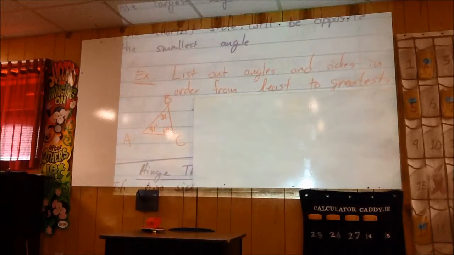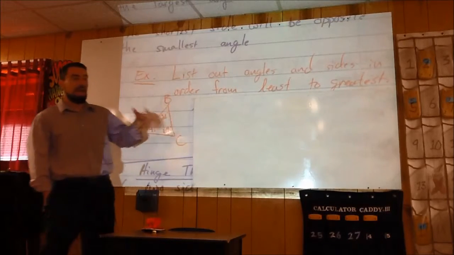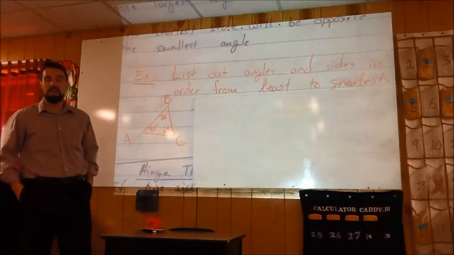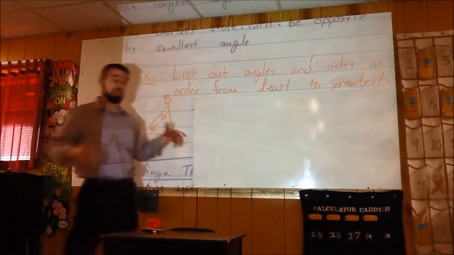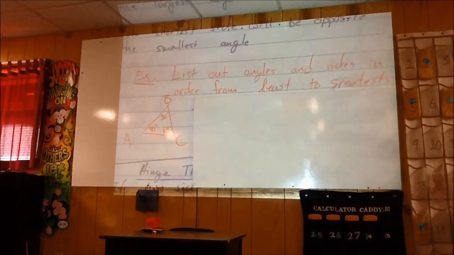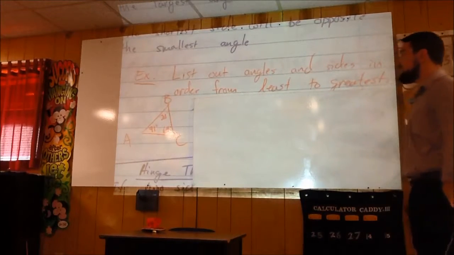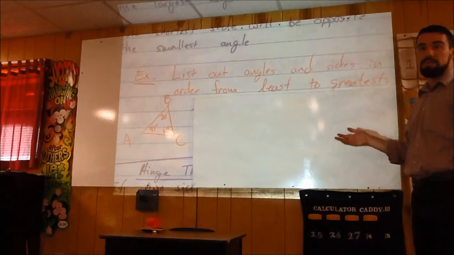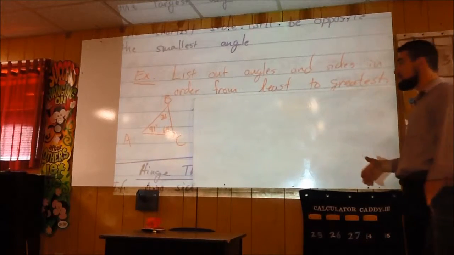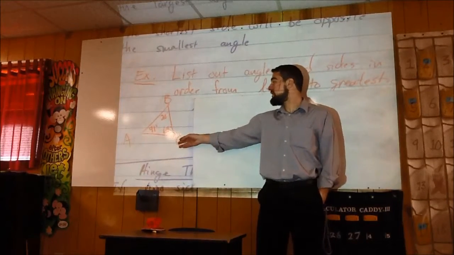It says list out the angles and sides. So we have triangle ABC here. List out the angles and the sides in order from least to greatest. I need you to write this question down so that when you go back and look at your notes, you don't just have answers. You actually know what the question was that you're answering. List out the angles and the sides in order from least to greatest, or smallest to largest. Same thing. And this is the triangle that you're going to be using here.